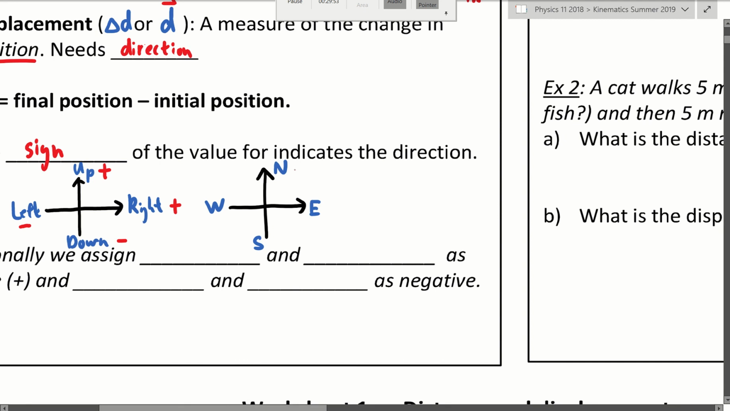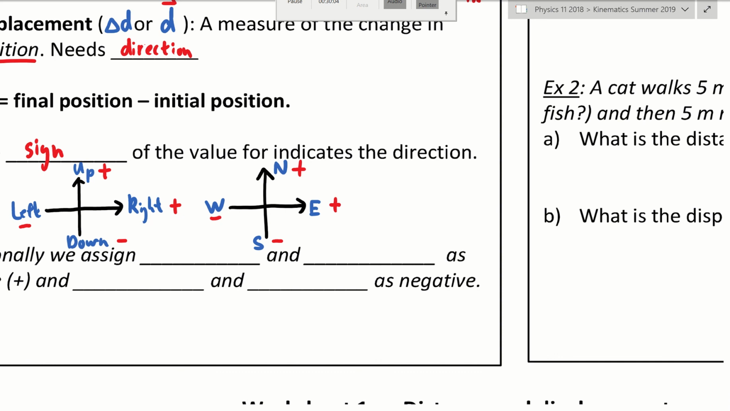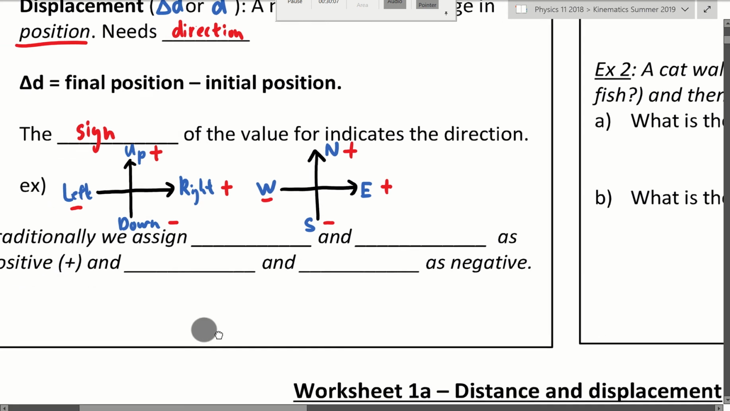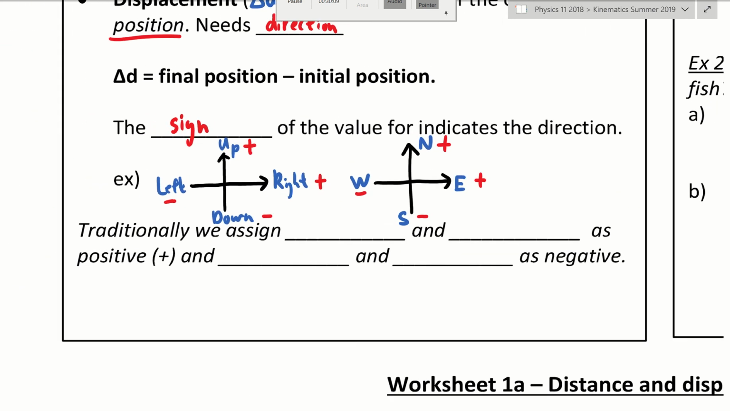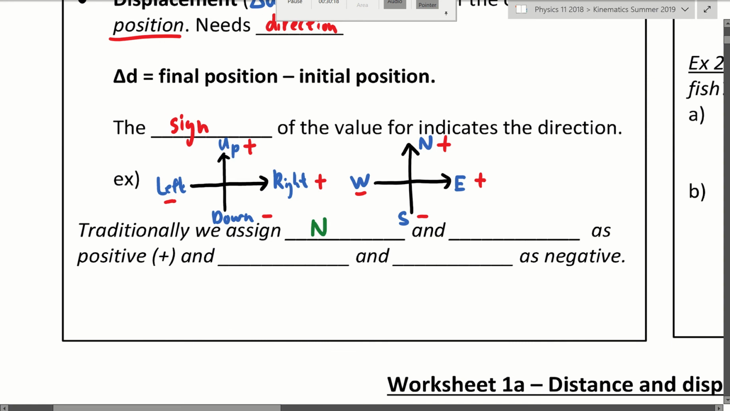So for north, east, south, west, same thing. North and east are usually considered to be positive. So west and south, negative. Okay. So if an object moved north, then we will say they move in a positive direction, positive north. If they move south, then we put a negative sign in front of it. So a lot of the time this is the situation. So traditionally, we assign north and east as positive and south and west as negative.